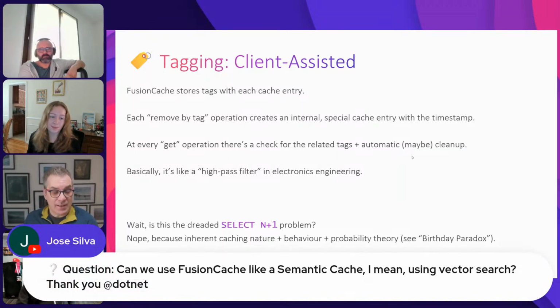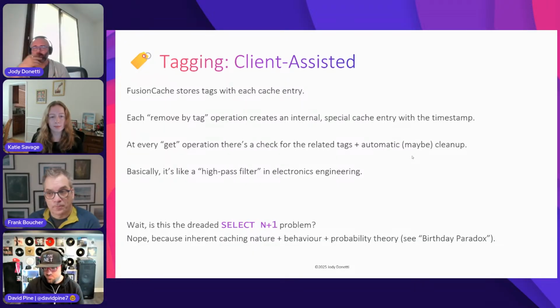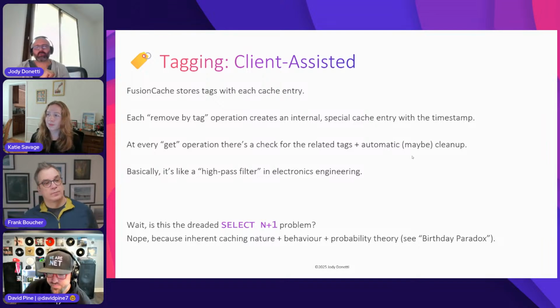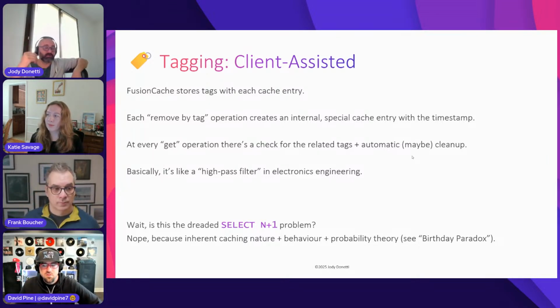Jose was asking, can we use FusionCache like a semantic cache? I mean, using vector search. No, because the design of FusionCache is based on the 2 core abstractions in .NET, meaning IMemoryCache and IDistributedCache. So basically, I'm limited to only the operations provided by those. Now, for some extra features like tagging, as we are seeing, I can go beyond that, but for now, vector search is something that I have not taken a look at, and I'm not that sure that it can work. But I can take a look. If you open an issue, Jose, on GitHub, I may take a deeper look into that.